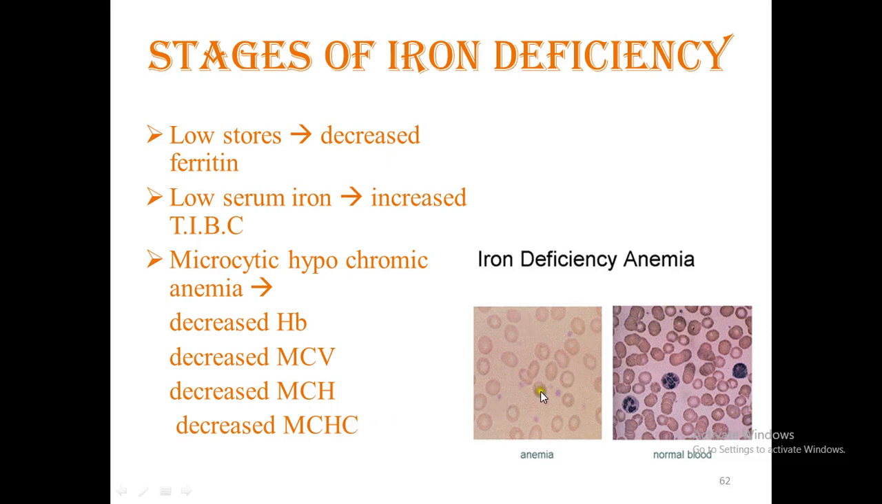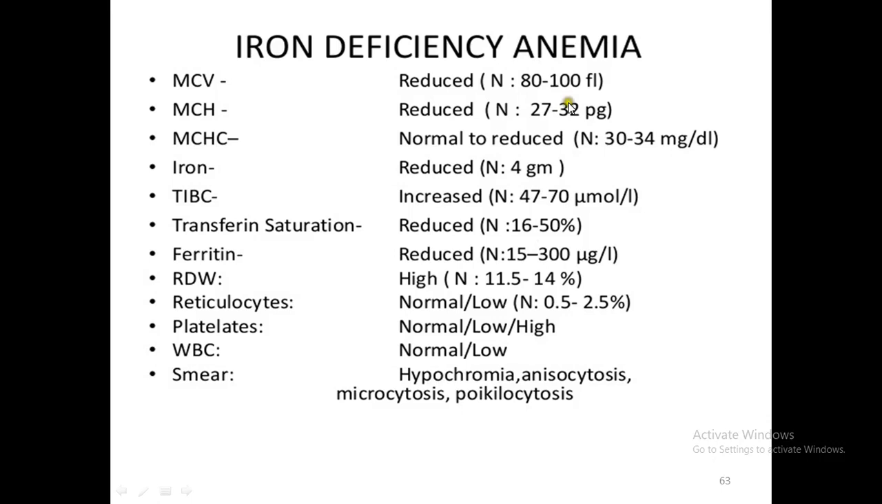So this is a normal picture of an anemic patient versus the normal peripheral smear of a patient with normal blood. So in iron deficiency anemia, we find that the mean corpuscular volume is reduced, mean corpuscular hemoglobin is reduced, mean corpuscular hemoglobin concentration is normal to reduced, iron is reduced, total iron binding capacity is increased, transferrin saturation is reduced, ferritin stores are reduced.